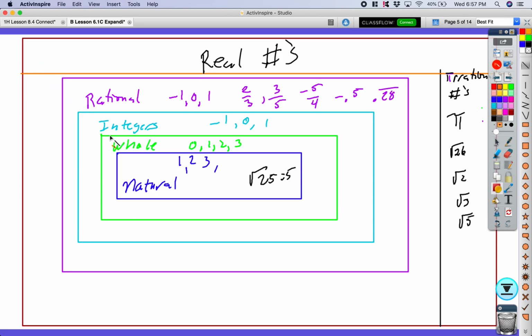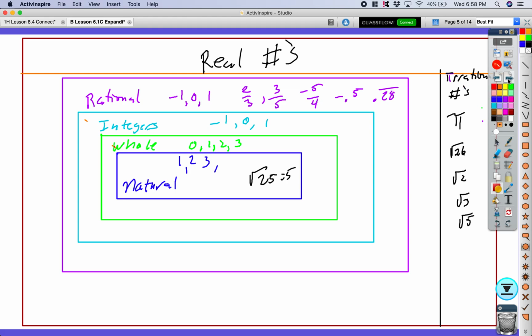If I gave you the number -7, is -7 natural? No. Is -7 whole? No. But is -7 an integer? Yes. And it would be an integer, a rational, and a real number. If I gave you pi, you would say it's irrational and real. It's everything above it. Okay?